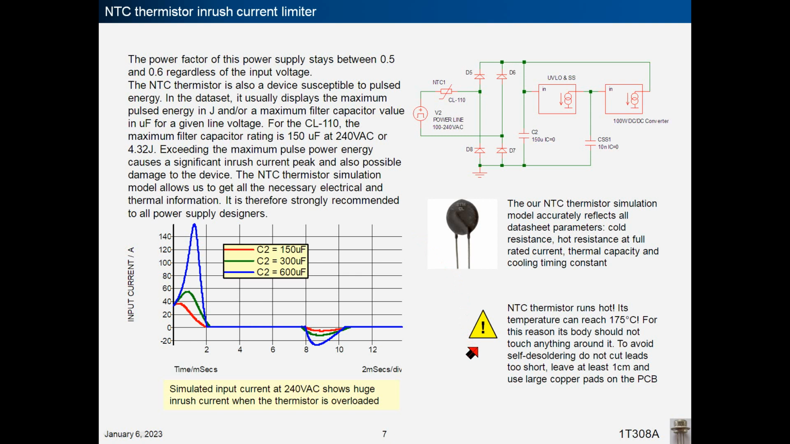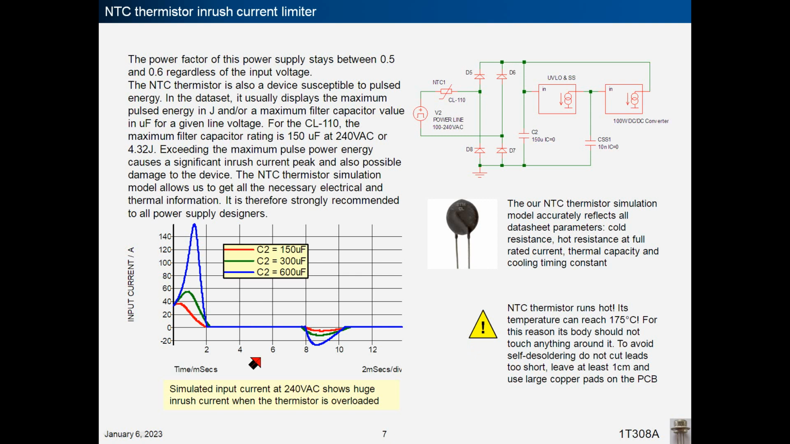NTC thermistor runs hot. Its temperature can reach 175 degrees C. For this reason, its body should not touch anything around it. To avoid self-desoldering, do not cut leads too short. Leave at least 1 centimeter and use larger copper pads on the PCB.